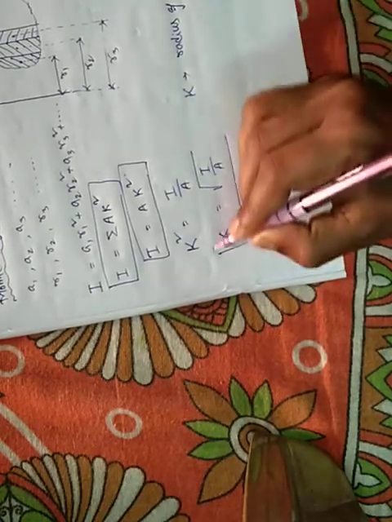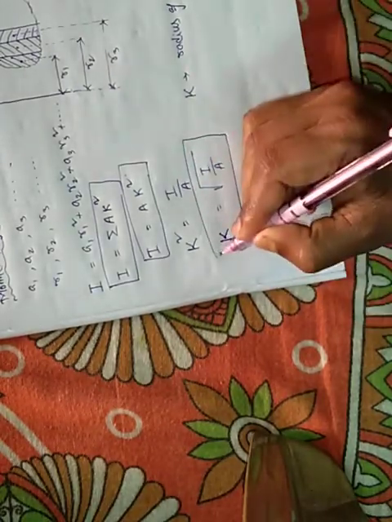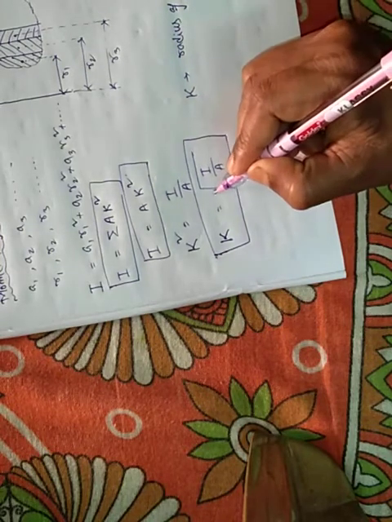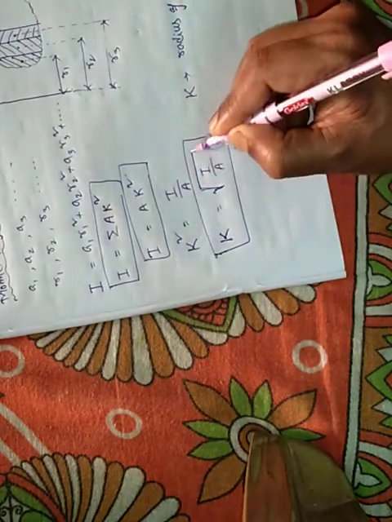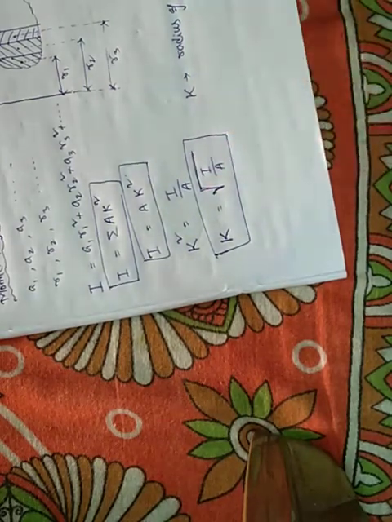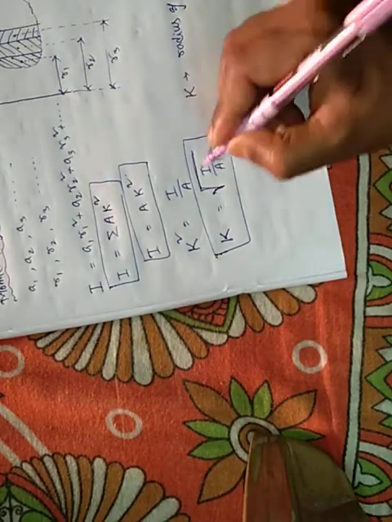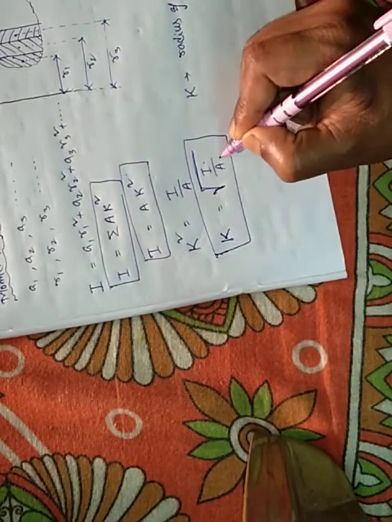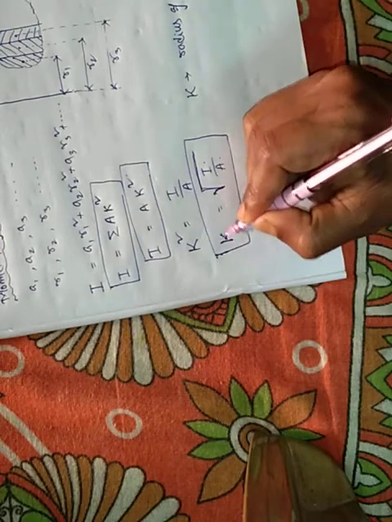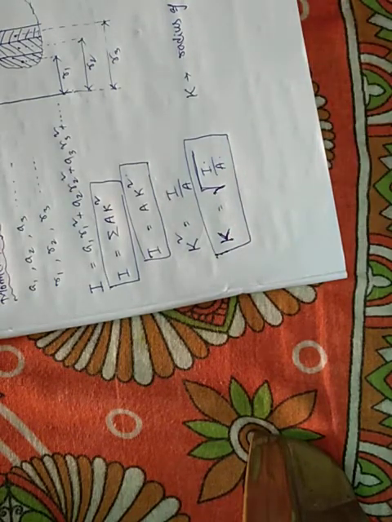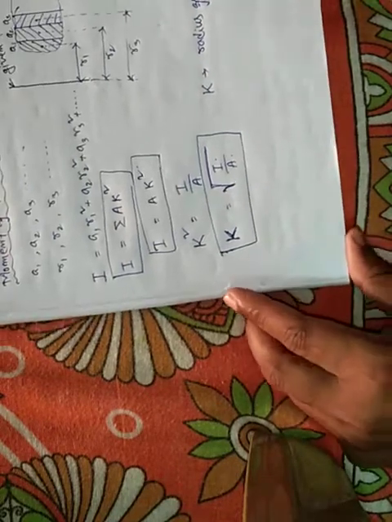Radius of gyration is a very important term. It can be asked in the exam. The moment of inertia and area of the plane section will be given, and you have to calculate the radius of gyration. It may be asked in the examination.